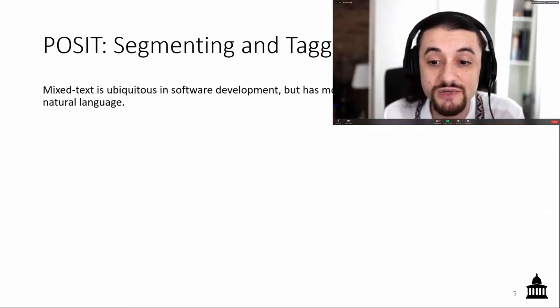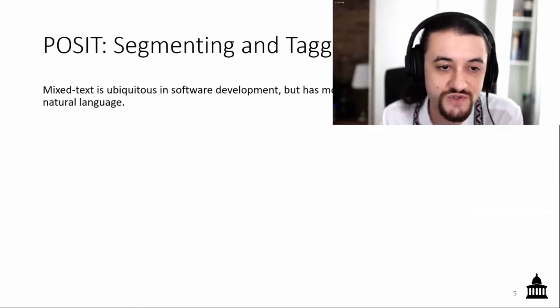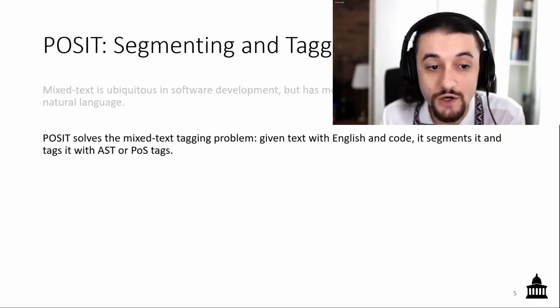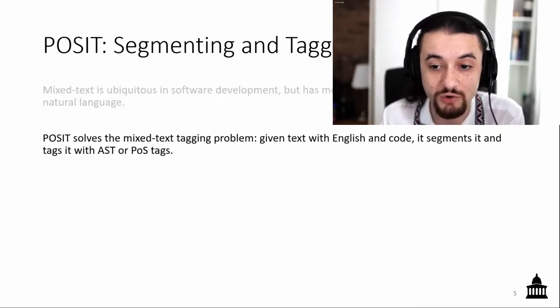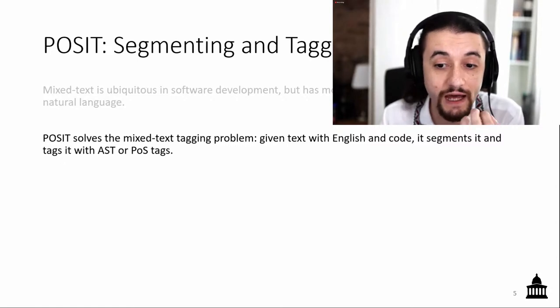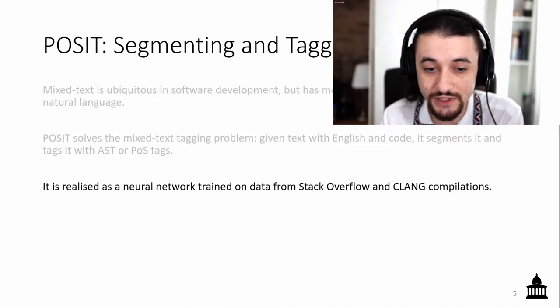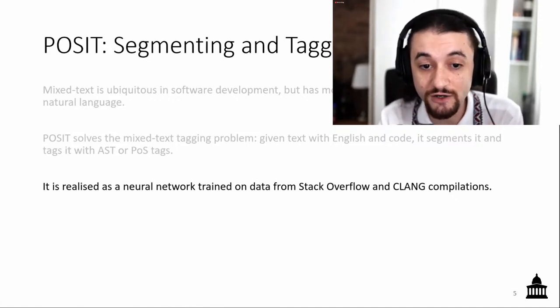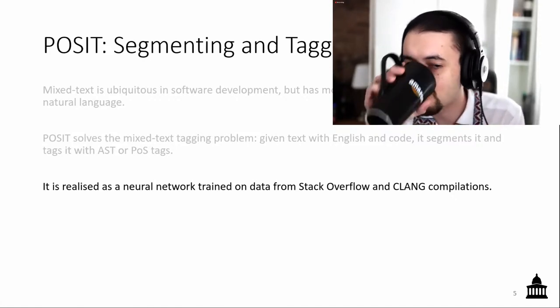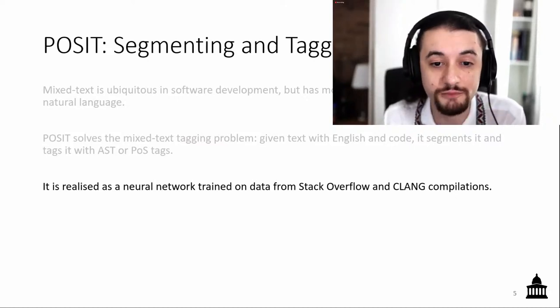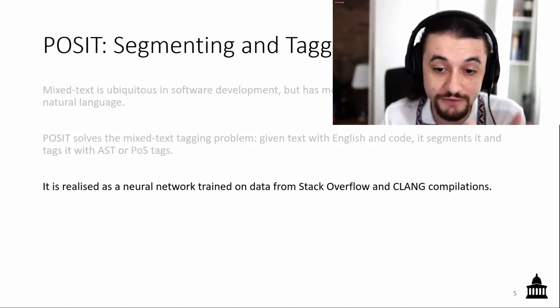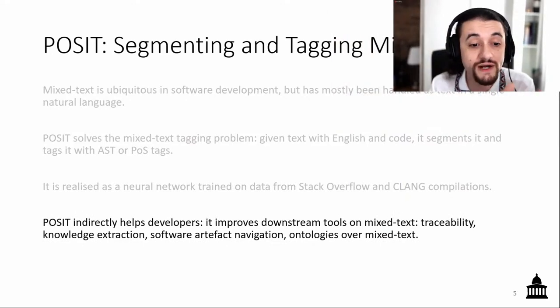Mixed text is ubiquitous. It is present on software fora, software artifacts, mailing lists. So POSIT borrows concepts from context switching literature in linguistics and applies it to segment and tag mixed text. We realize it as a neural network trained on data from Stack Overflow posts and code comments of Android projects. POSIT indirectly aims to help developers by helping toolsmiths make tools that are mixed text aware.